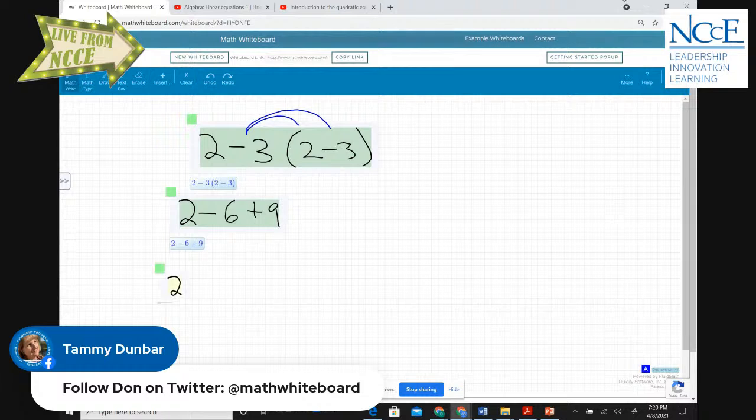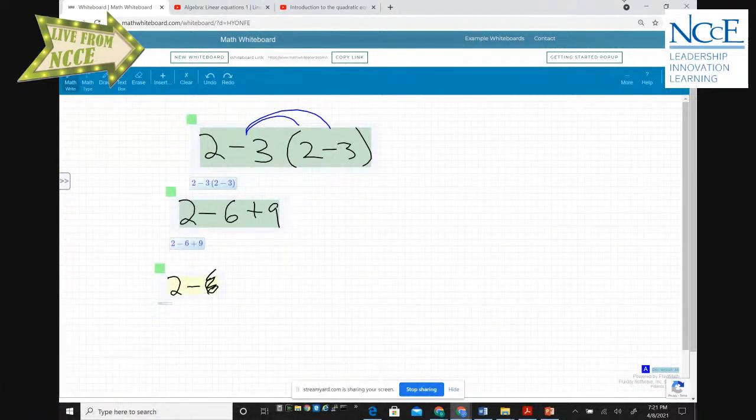So the next step is 2 minus 6, or I'm sorry, 2 minus 6 plus 9. So that's got to be 15, right? So it's 2 minus 15, right? Wait a second. Oh, it's not the same color. I must have done something wrong again. Oh, it's minus 6 plus 9. Oh, that should be 2 plus 3, right? Okay, now I know what 2 plus 3 is. That's 5. So again, 5, that's color coded the same. So now I've gotten to the bottom and I know I got the answer right.